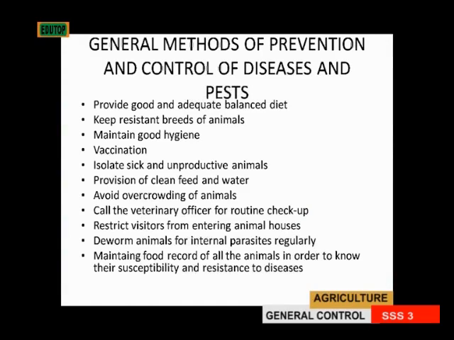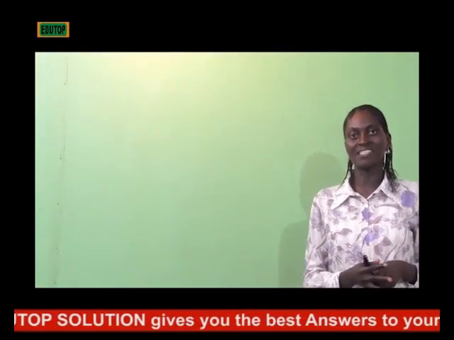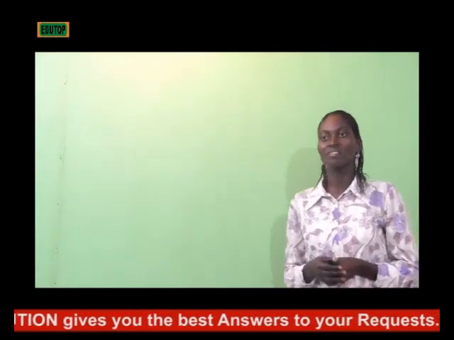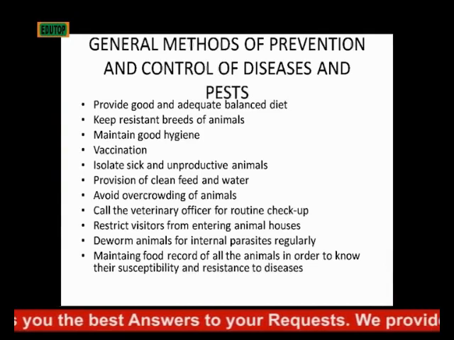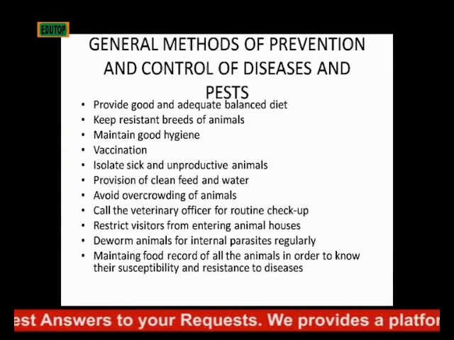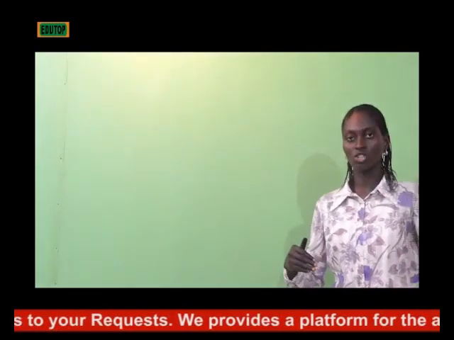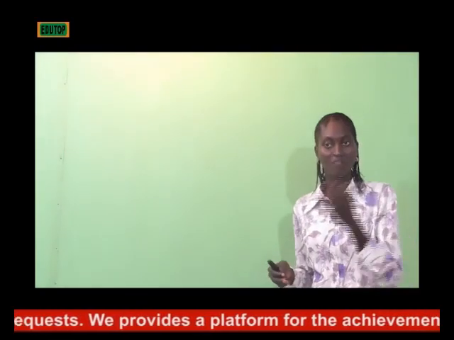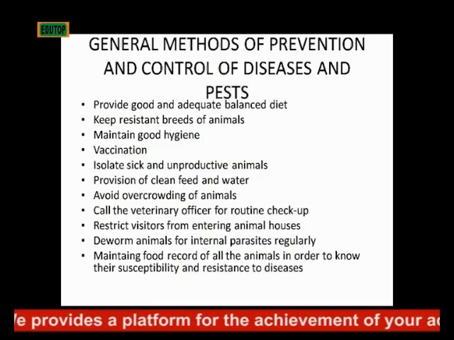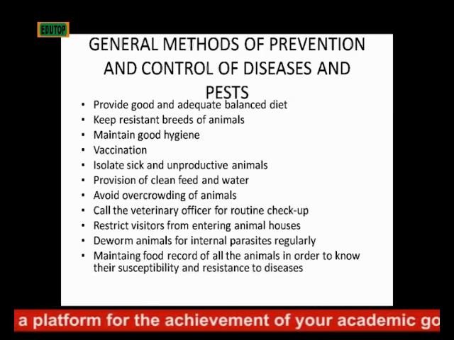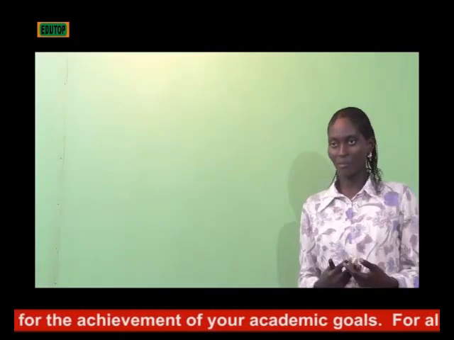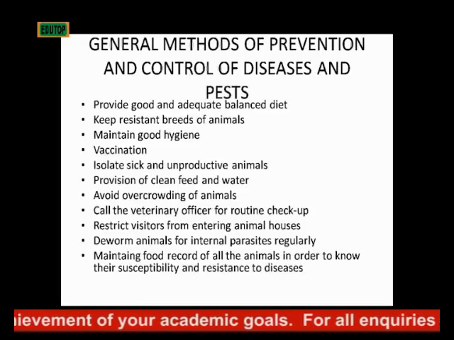Vaccination, that is when you immunize your animal on a regular basis against the attack of pests and diseases, such that when they already have the immunization in their system, they are able to fight against the attack of pests and diseases. Then the next one is that you isolate sick and unproductive animals so as not to allow such a sick animal to infect others. Then you should provide clean feed and water. Make sure their feed and their water is not contaminated. Then avoid overcrowding of animals.